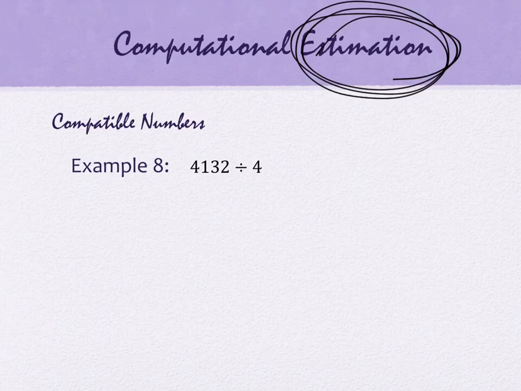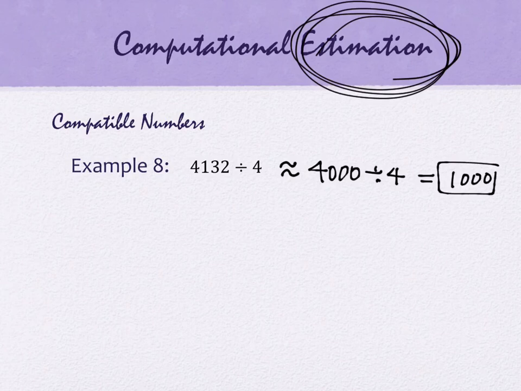So what is a number that would be more compatible with the number 4 than 4,132? 4,000 would be much friendlier, agreed? Yeah. So this is going to be approximately the same as 4,000 divided by 4. And what is 4,000 divided by 4? 1,000. So this is an estimation technique where I'm changing the numbers slightly to get something close. Okay? Any questions on that? All right.